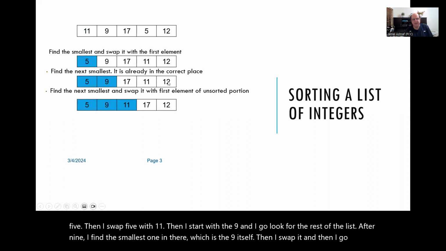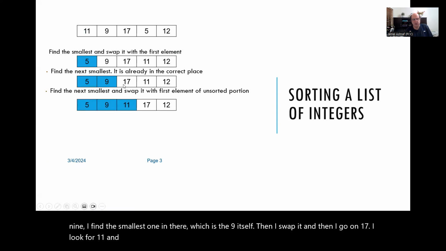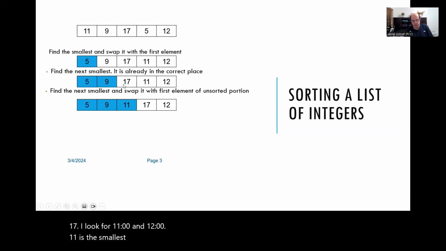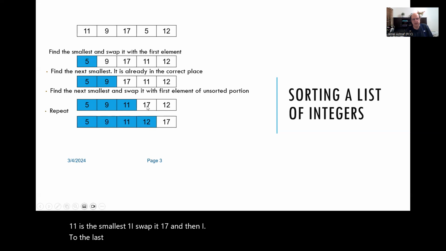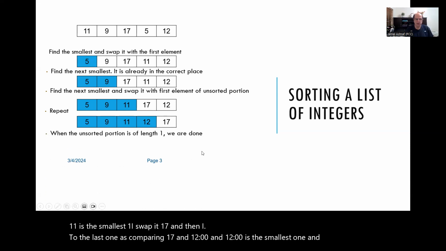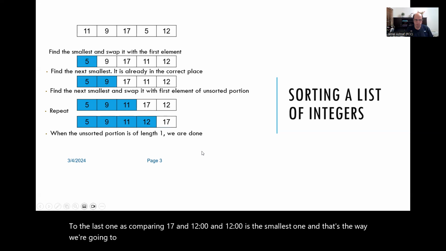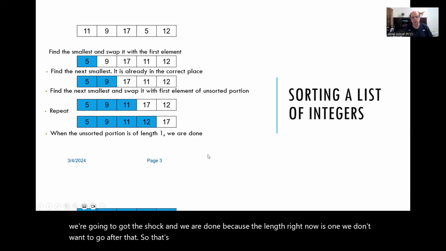I look at 11 and 12. 11 is the smallest one. I swap it with 17. And then I do the last one, comparing 17 and 12, and 12 is the smallest one, and that's the way we get the sort. We are done because the length right now is 1. We don't want to go after that. So that's basically called the selection sort.